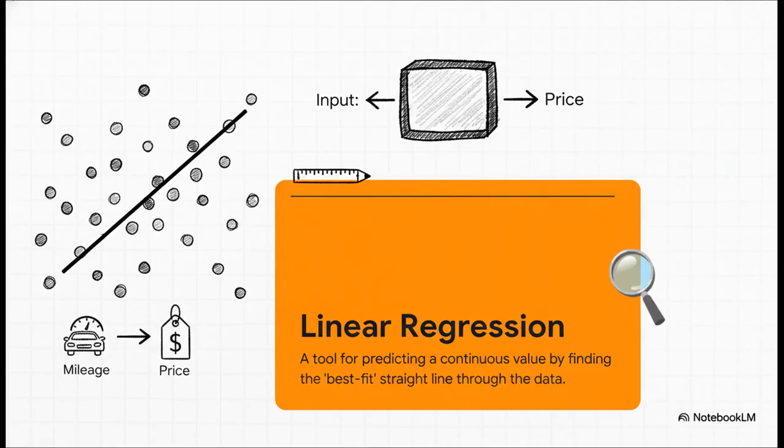For a job like this, we'd pull out a tool called linear regression. And its goal is surprisingly simple. Just draw the best possible straight line right through the middle of all that data. Now, why a straight line? Well, because it's the simplest way to represent a relationship. And that one line, that becomes our model. It's the machine's own little formula for how mileage affects price.